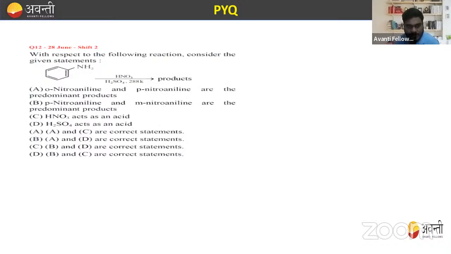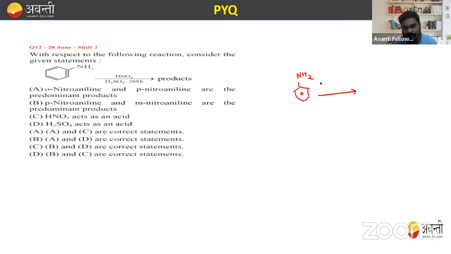What the question asks, with respect to the following reaction, consider the given statements, right? Because you have to consider the given statements. That is, this is aniline, and aniline is treated with HNO3 and H2SO4. Then what product do you get, right? Whenever the nitration of aniline takes place, we observe a very different observation in this question. Because we know that aniline has an electron donating group, it is supposed to give only ortho and para substitution. But in this, ortho, para, as well as a good amount of meta product is also formed, right?